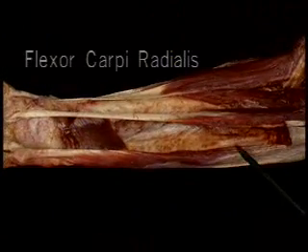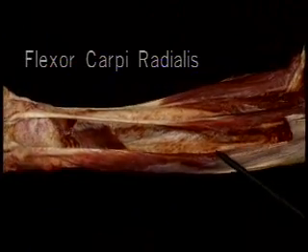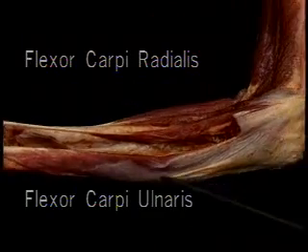Now, let's look at the muscles which produce wrist movement. There are 3 flexors and 3 extensors. We'll look at the flexors first. The 2 important ones are flexor carpi radialis and flexor carpi ulnaris.